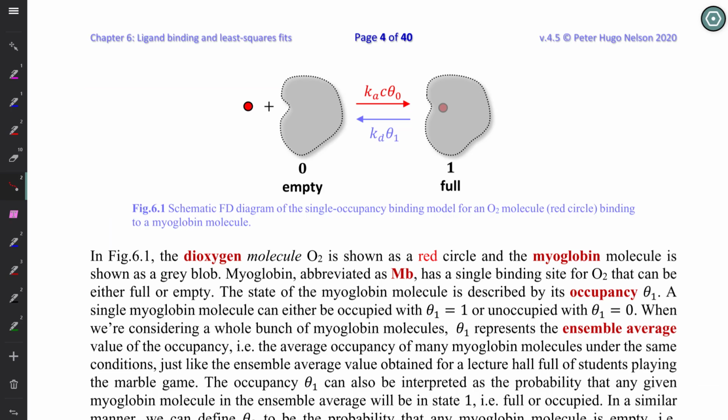Chapter 6 applies the same approach to one of the most fundamental processes in biochemistry, which is the binding of a ligand to a protein.